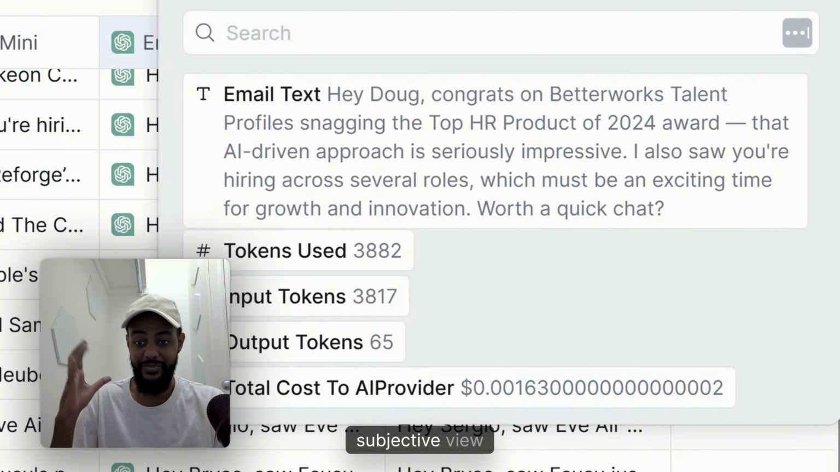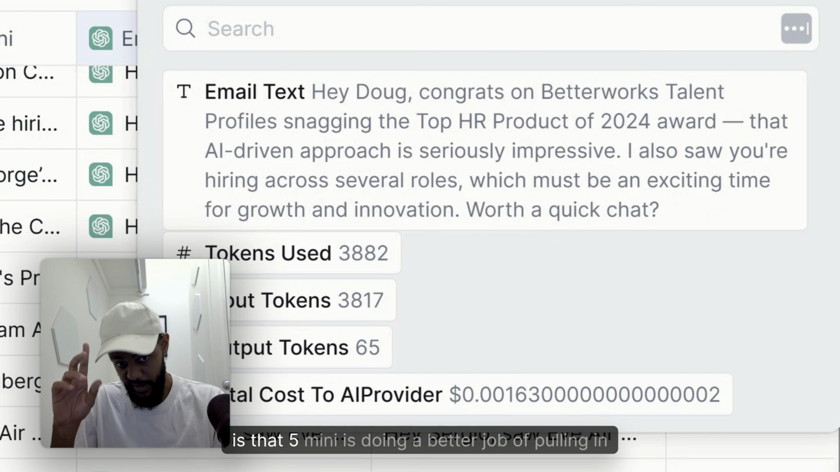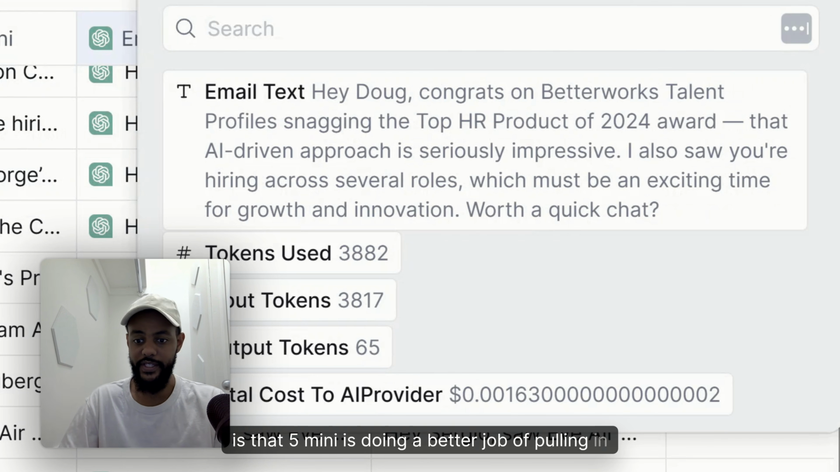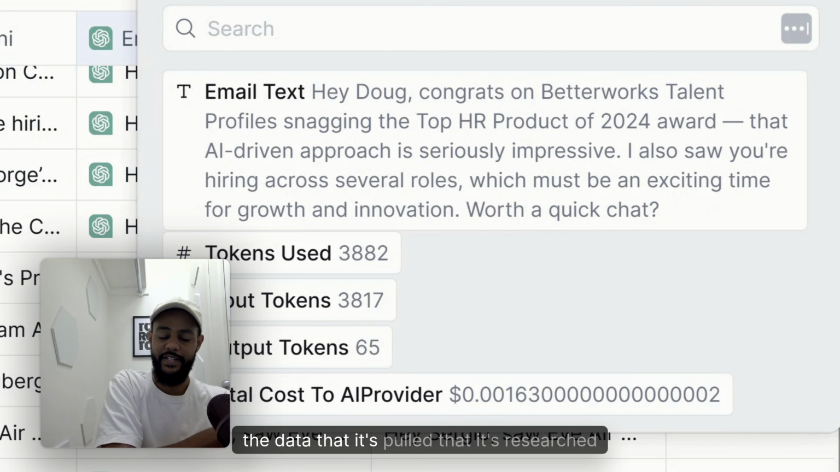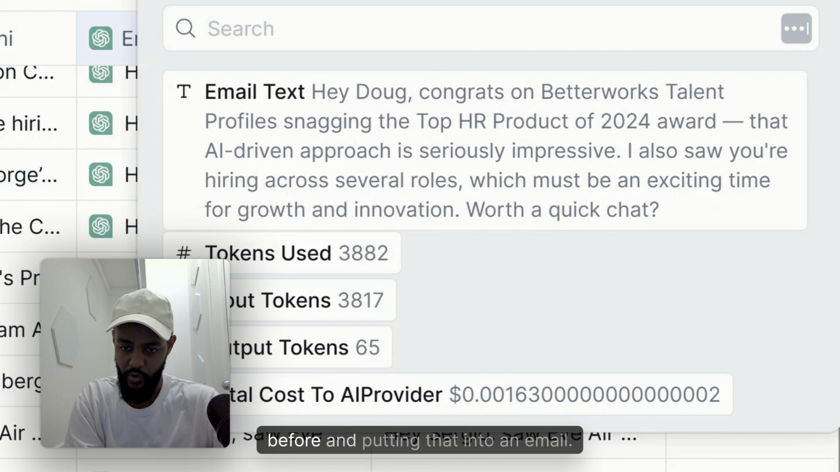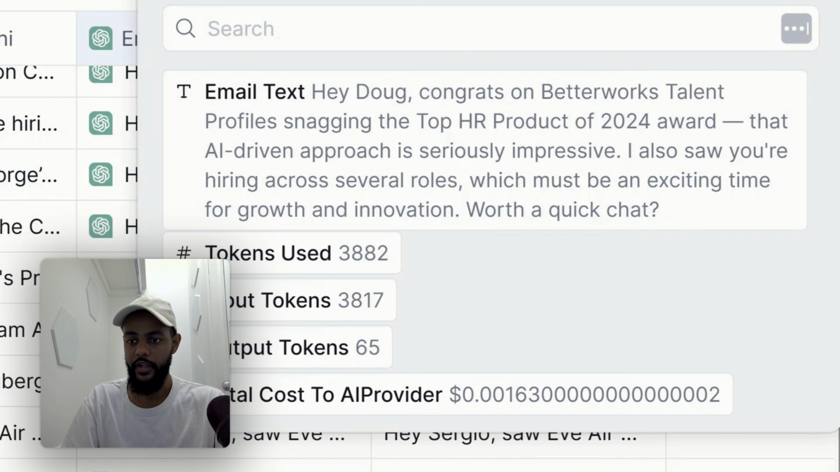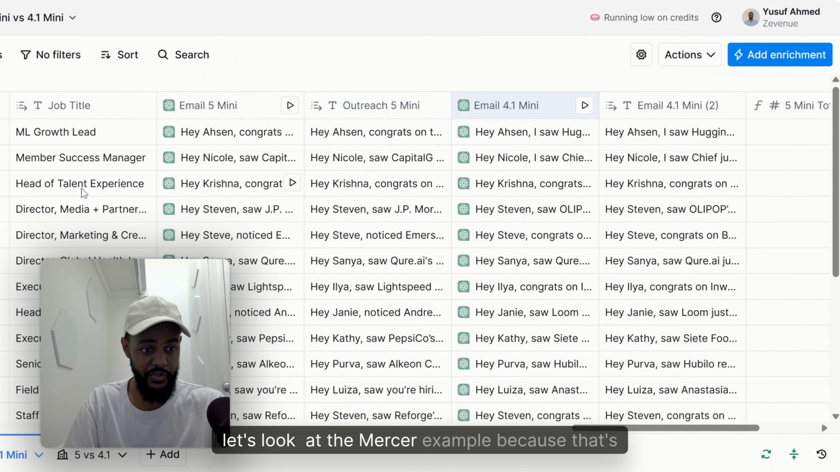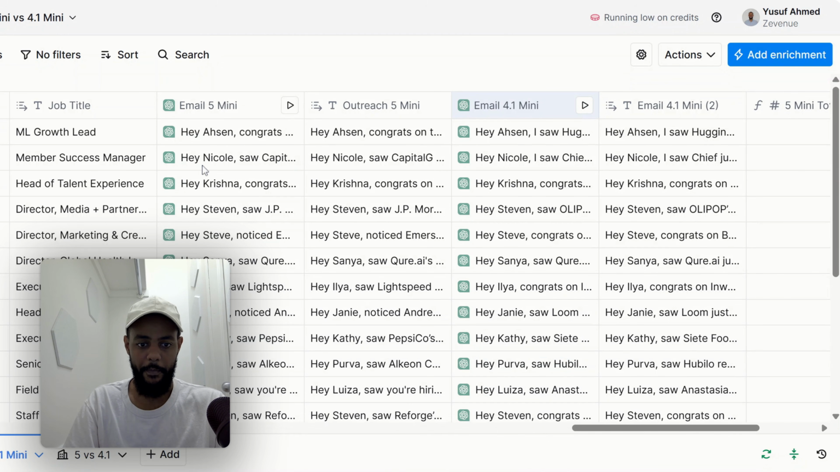So my subjective view is that 5 mini is doing a better job of pulling in the data that it's researched before and putting that into an email. In terms of pricing, the Mercer example, because that's the one where 5 mini and 4.1 mini did not fail a single one of the research tasks.